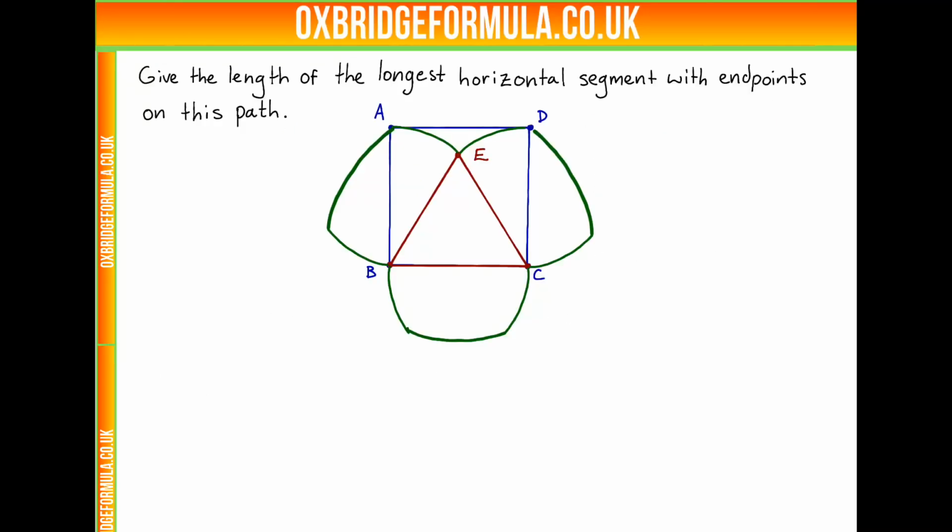Finally, in the second part of the question, we're asked to give the length of the longest horizontal segment with endpoints on the path. Can you see what this would be? The maximum distance horizontally from the middle is given by this point here and this point here, which are horizontally opposite. And so clearly from our sketch, this is the length we're looking for. How can we calculate this?